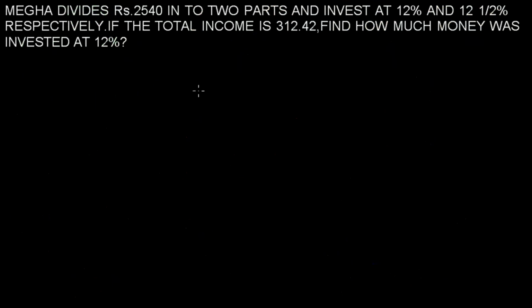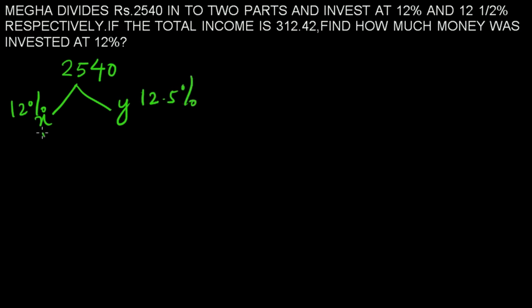Okay, now let's go to example number 2. Mega divides rupees 2540 into two parts and invests at 12% and 12.5% respectively. If the total income is 312.42, find how much money was invested at 12%. The same kind of question: rupees 2,540 was divided into two parts, X and Y. So X was invested at 12% and Y was invested at 12.5%, and the total annual income obtained is 312.42 rupees. Then what is the amount that was invested at 12%, or what is X? We are asked to find out only X.